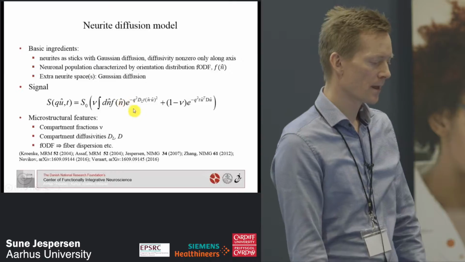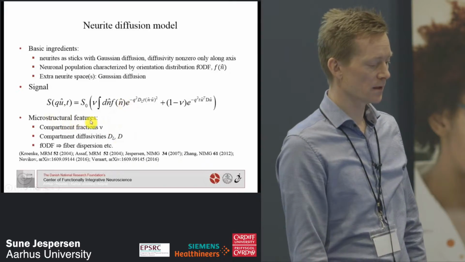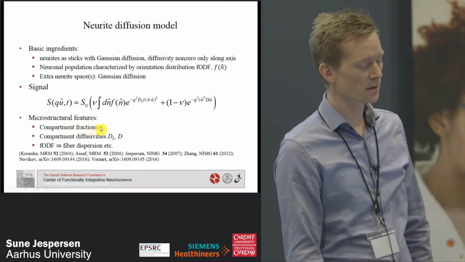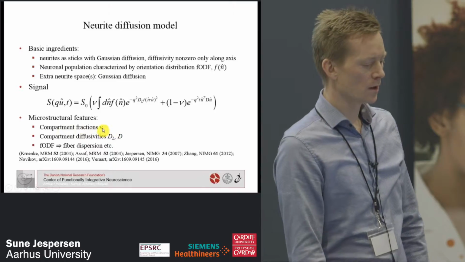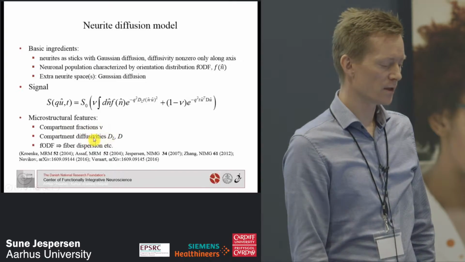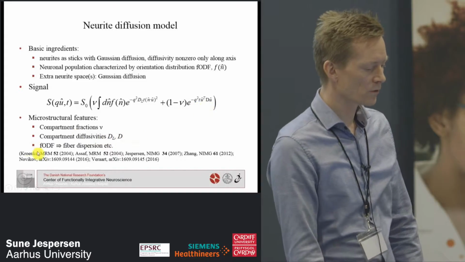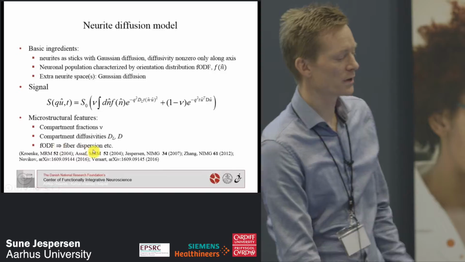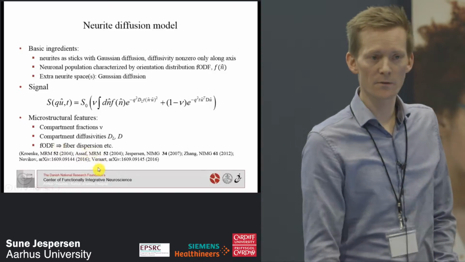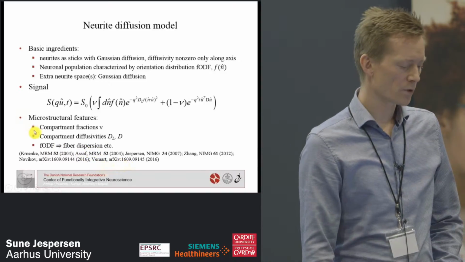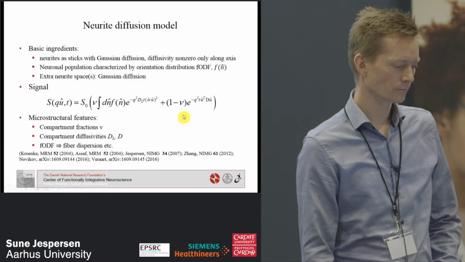matter, for example. So the features that you get out of this are the compartment fraction, specifically the neurite density nu. And then you get the compartment diffusivities, d_l and d, so that is the tensor really. And you also have the FODF, from which you can get scalar measures, for example, fiber dispersion, and what else?